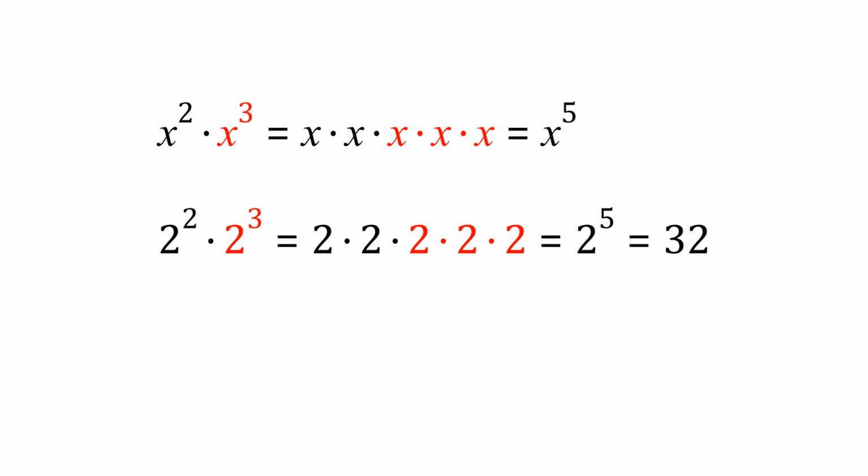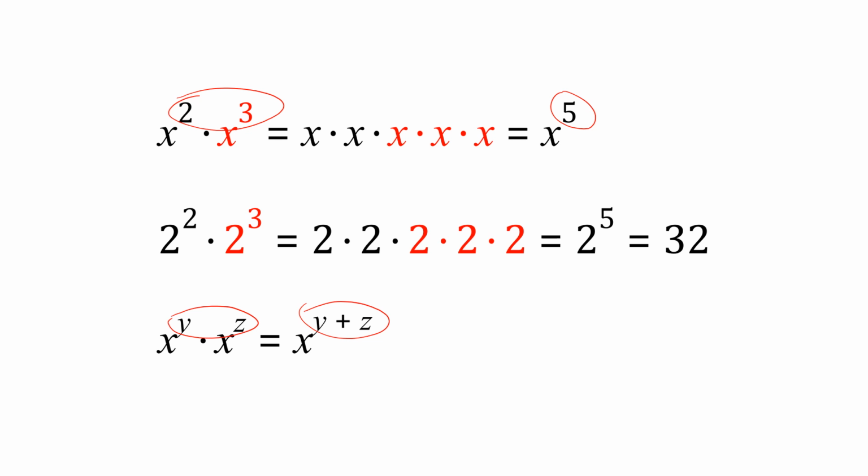And you might see some patterns happening here. So formally, if you have some base, call it x, to a y, and another base to a different exponent, call it z, you can just add those exponents together. So as you can see here, 2 plus 3 is 5. So you have those two exponents, you add them up, and that would be the exponent of the answer. That's it.